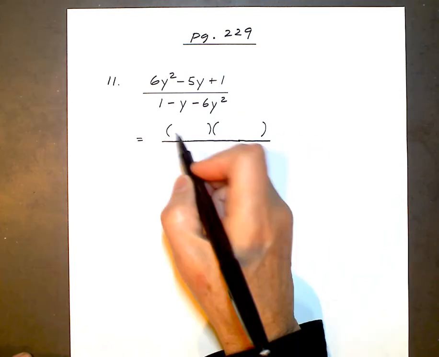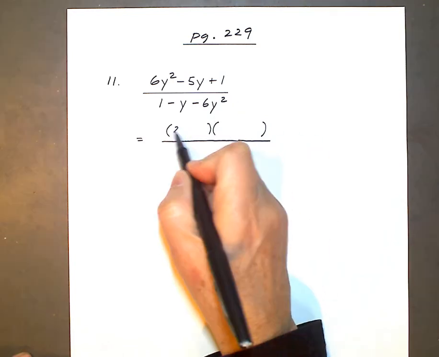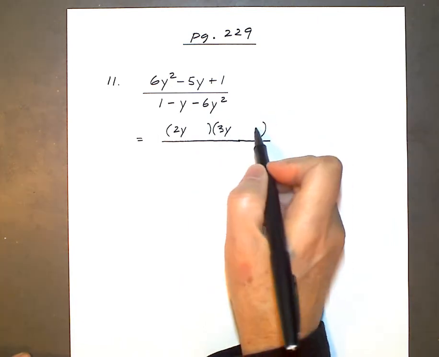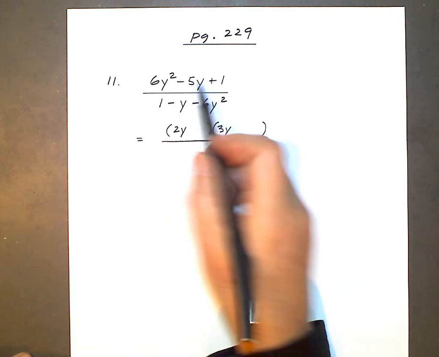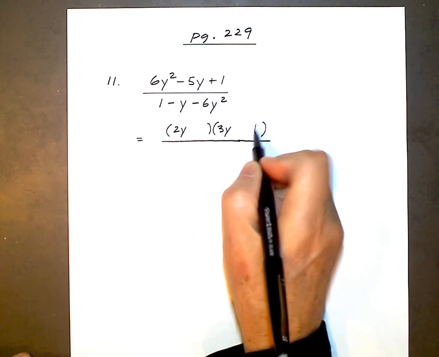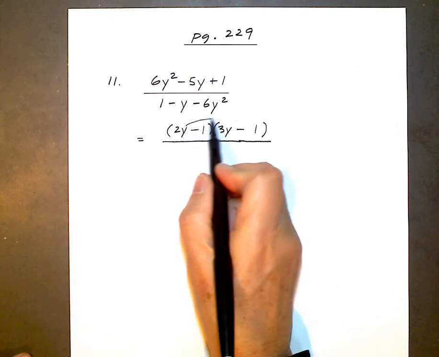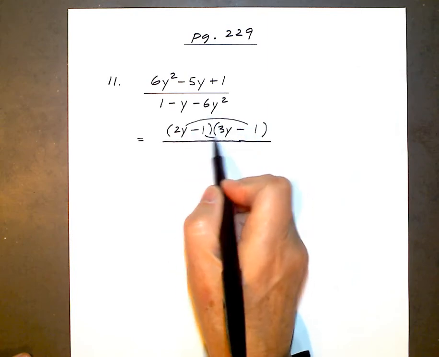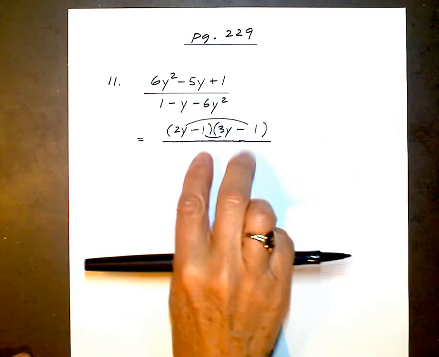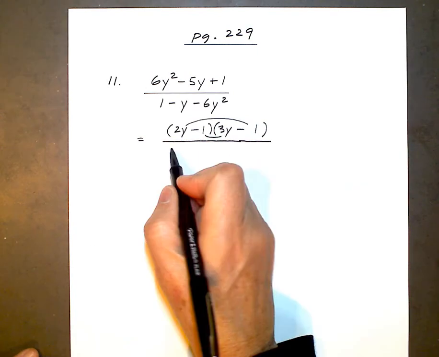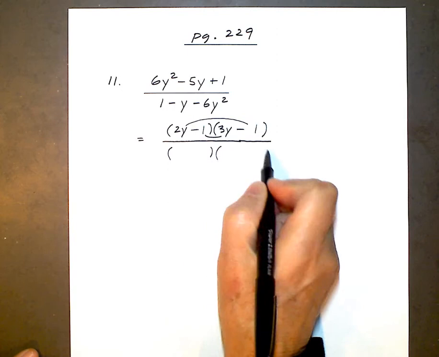So I'm going to start with the 2y and the 3y, and I know I've got to have a 1 over here, and both factors have to be negative to have a sum in the middle that's negative. So I look at negative 2y and negative 3y, I get my negative 5y in the middle and my positive 1.